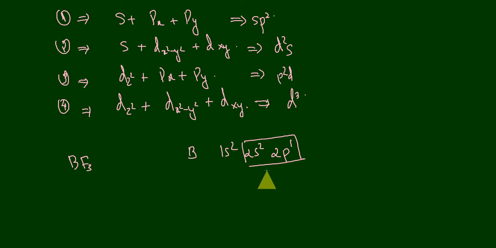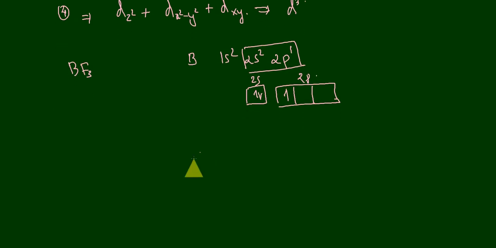So here we have the valence shell configuration 2s2, 2p1. If I draw a box, this is the 2s orbital, and these are the 2p orbitals. There are three 2p orbitals. In 2s we have 2 electrons, and in the 2p orbitals we have 1 electron. This is 2p. And for the hybridization, what happens is that boron goes to the excited state.